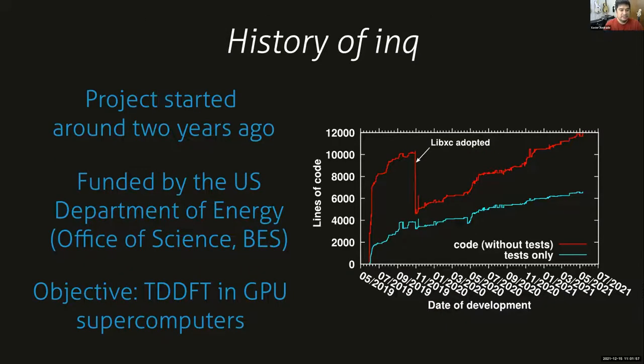In this context, we got some funding from DOE to do TDDFT calculations in particular. And we decided that if we wanted to target GPU supercomputers, which is one of the things DOE asked us, it was better to start from scratch, to start applying a new idea from scratch instead of just taking an existing code and trying to make it run on GPUs. And this was around 2 years ago.